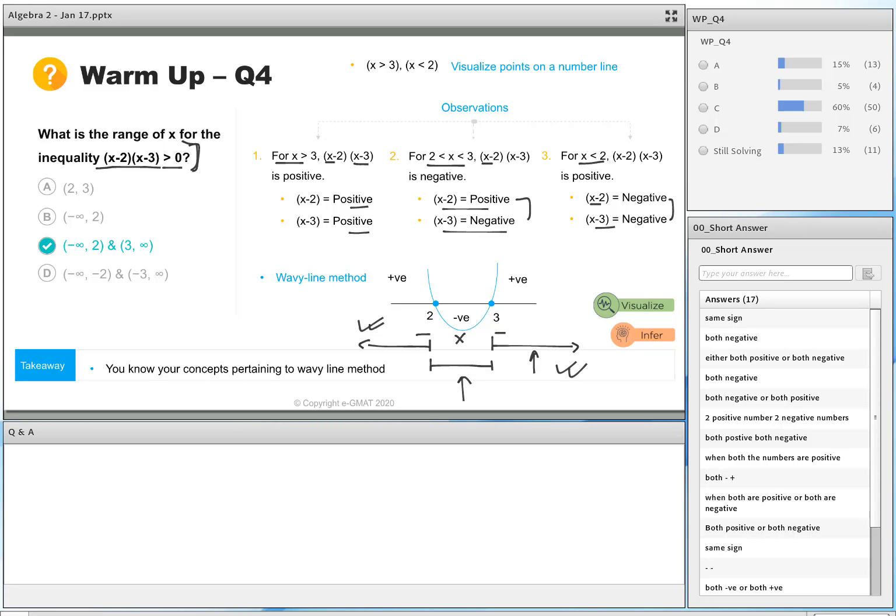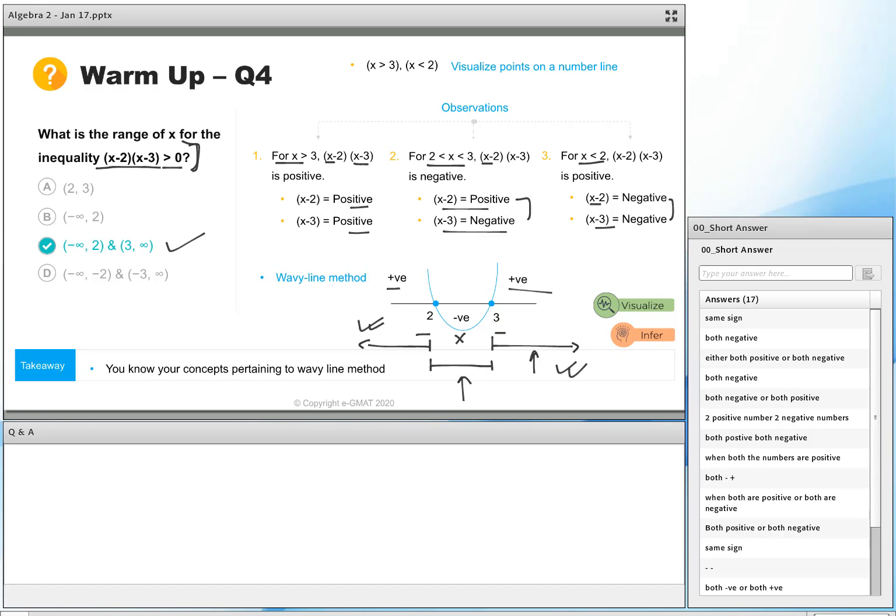So what are the two regions that I can consider for this question? One is from minus infinity to 2. The other is from 3 to infinity. And hence option choice C becomes the right answer choice for this question.